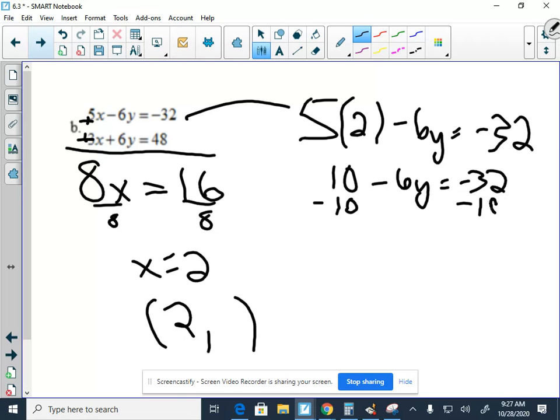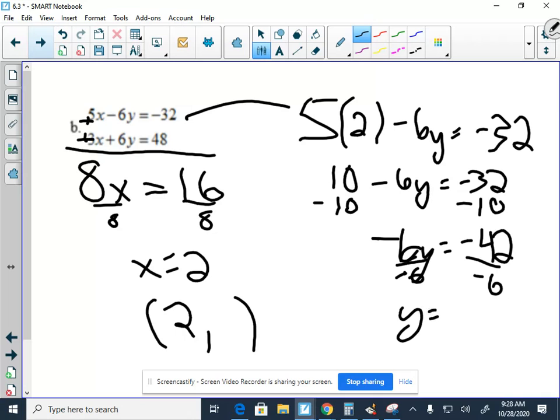I'm going to subtract 10. Now be careful with all these negatives. We get negative 6y equals negative 42. Divide by negative 6. And y is 7. So if we were to graph these two lines, they would cross at 2, 7.